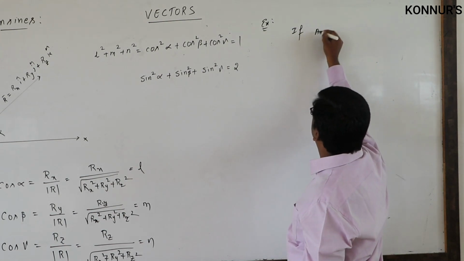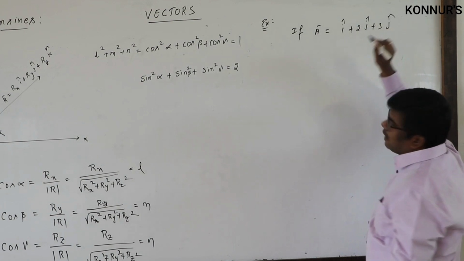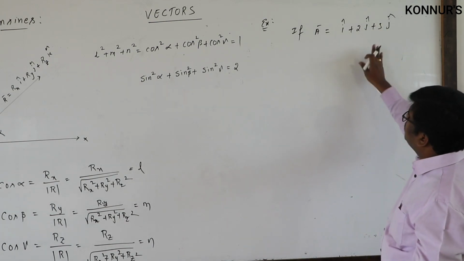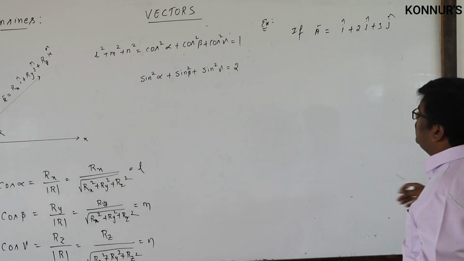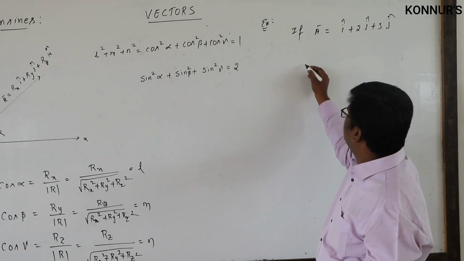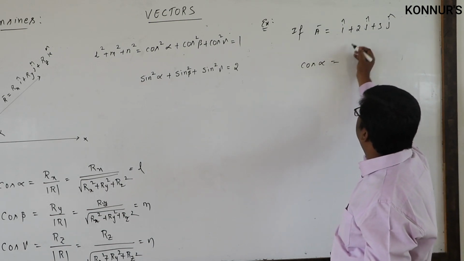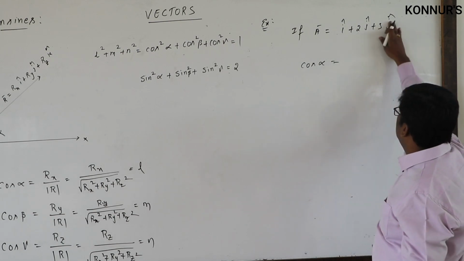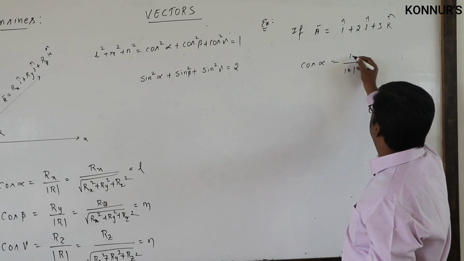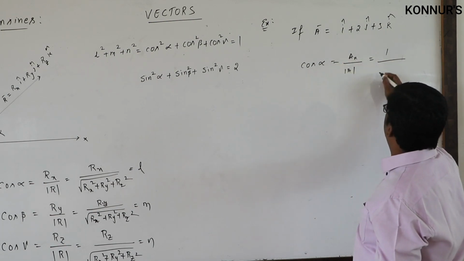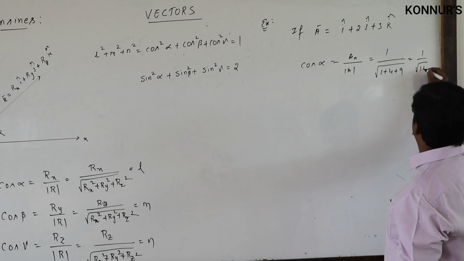If a bar equals i cap plus 2j cap plus 3k cap, and they ask you to find the direction cosines of this vector, we just have to find the components of this vector along x, y, z. You know that cos alpha equals Rx. The i coefficient is Rx, the j coefficient is Ry, the k coefficient is Rz. Just by substituting, that is 1 by the magnitude of A, that is 1 by root 14.